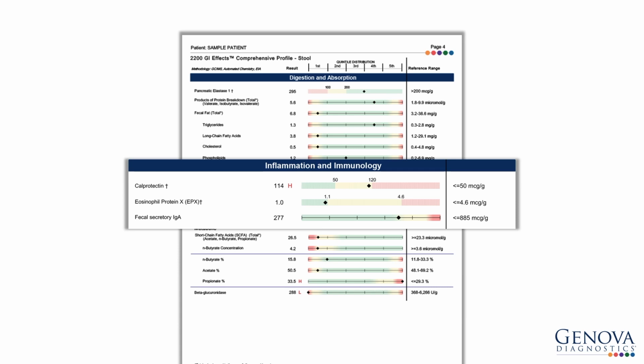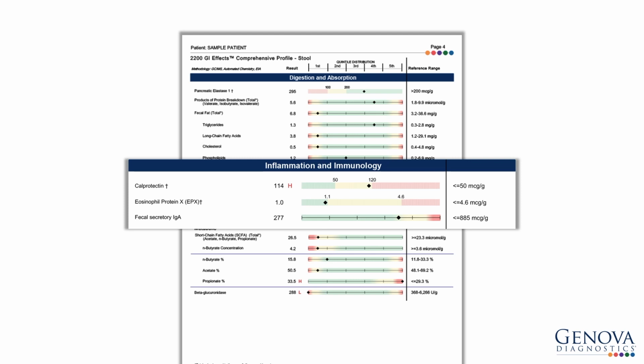For levels that are 50 to 120, we recommend following up with another calprotectin in 4 to 6 weeks. Besides inflammatory bowel disease, other causes of elevated calprotectin include infection, which we know this patient has, chronic NSAID use, diverticulitis, and colorectal cancer.